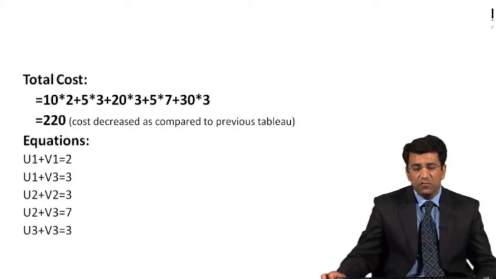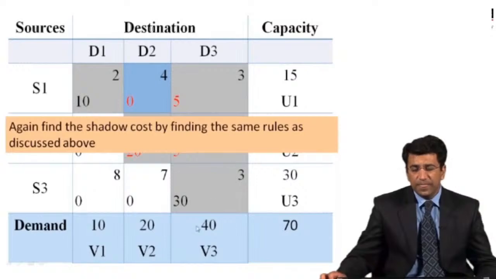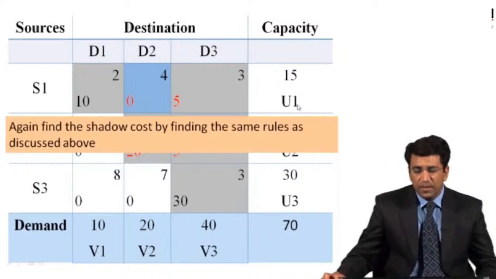to find out the shadow cost we'll have to first formulate the different equations, and then we'll have to find out the values of those variables, that is u1 v1, u2 v2 and u3 v3. So again we'll have to compute these equations, that is u1 u2 u3 representing the different rows, v1 v2 v3 representing the different columns. Again our equations will become as u1 plus v1 is equal to 2, that is the per unit cost.